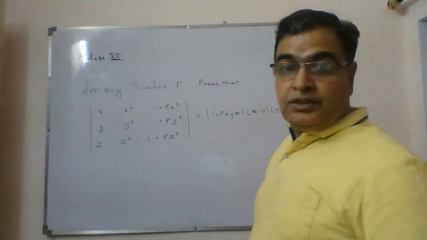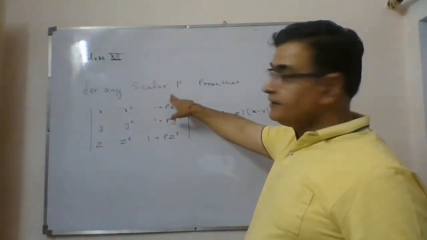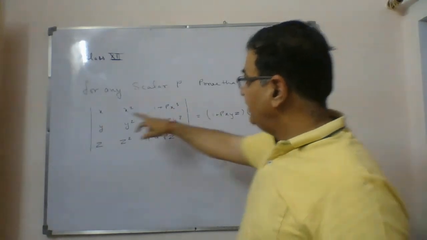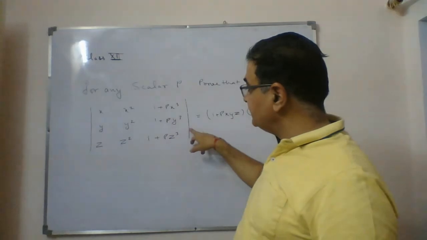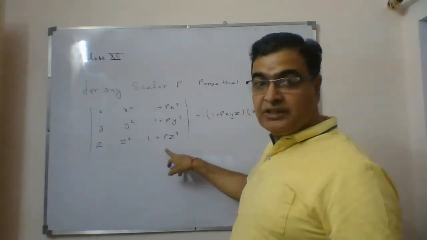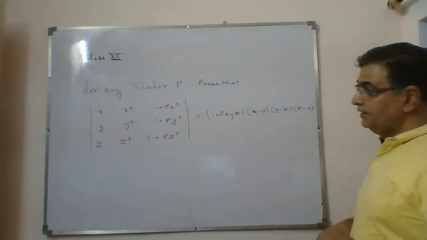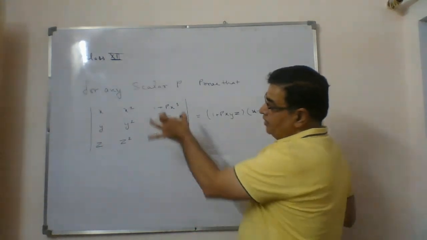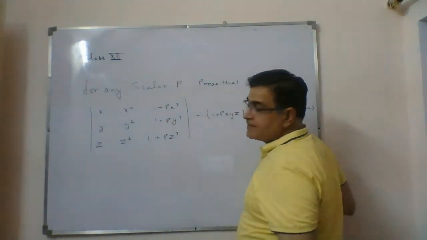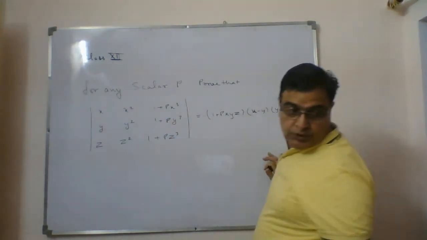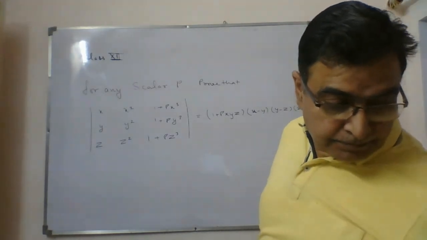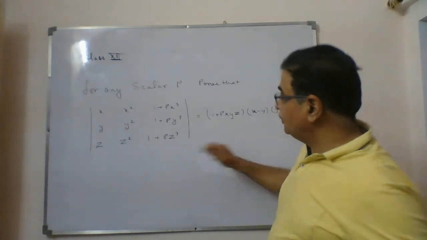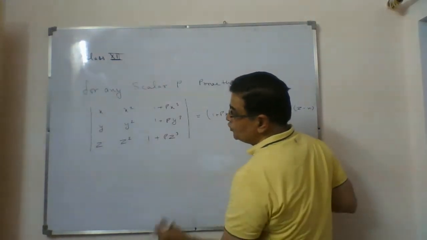So this is the new example we have. For any scalar p, prove that the determinant with rows x, x square, 1 plus px cube; y, y square, 1 plus py cube; z, z square, 1 plus pz cube is this result. Now in this case, one column is visible as a sum of two, so that means we should split this in two parts.